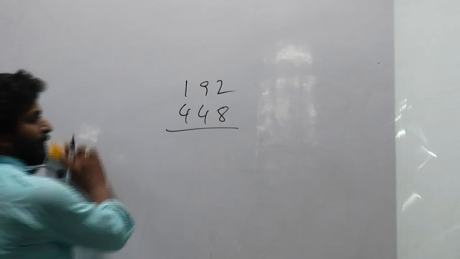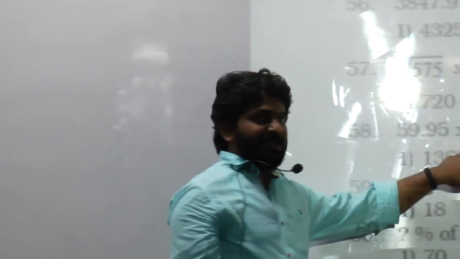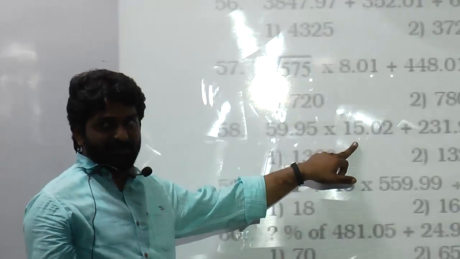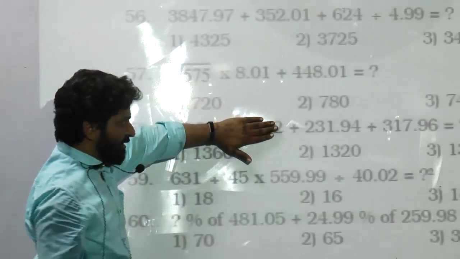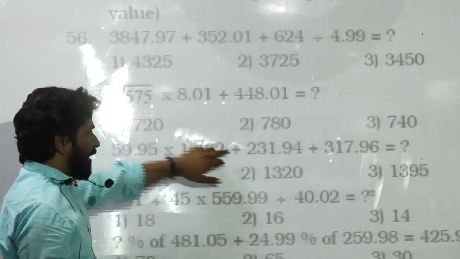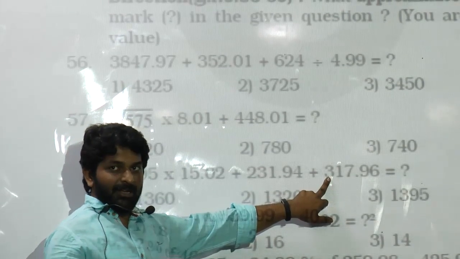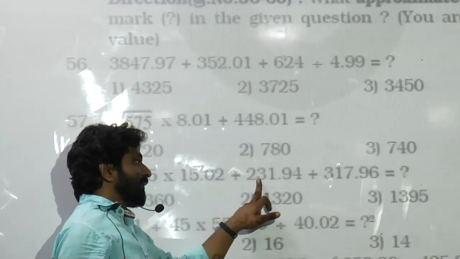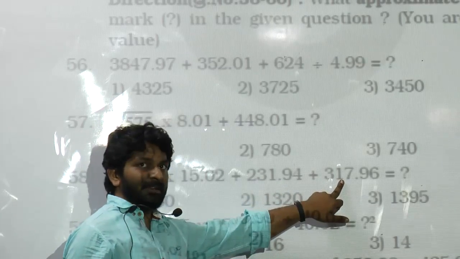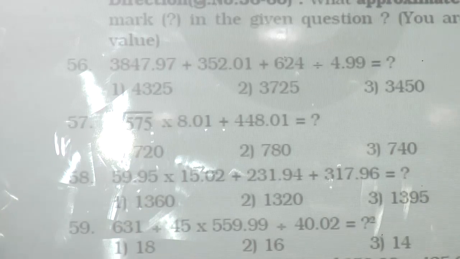Fifth option. 60 into 15, 60, 10 times 600, 65 times is 300, total 900. This is 900, very simple addition, right? 900 plus 200, 1100, 1400. Keep it aside, remember 1400. 32, 18, 50, 1450.